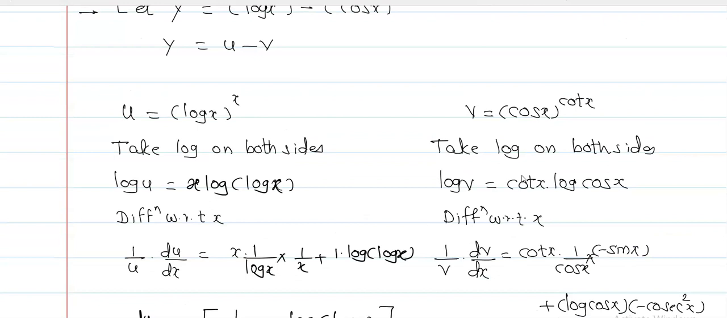At the same time, we will see the derivative of v. That v is equals to cos of x raised to cot x. Take log on both sides. Then you will get log of v is equals to cot of x into log of cos x. Now differentiate this with respect to x. Then you will get 1 upon v into dv by dx is equals to cot of x into the derivative of log of cos x.